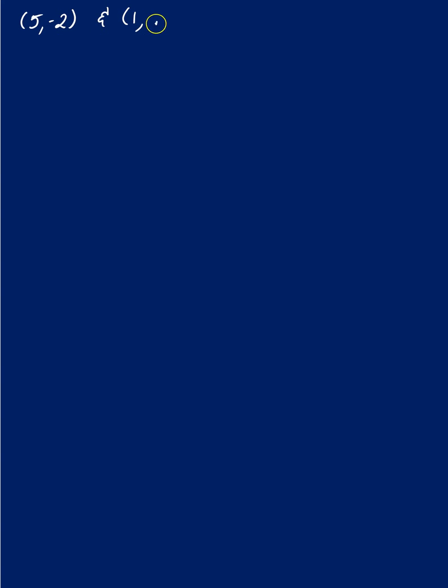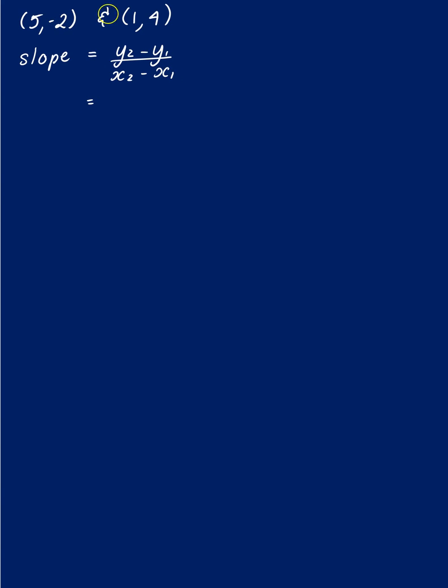It comes back to: what two things do you need to find the equation of a line? We need the slope, and we need a point. Now we've got points galore here, so you could choose either point. To get the slope, we recall our slope formula, change in y over change in x, or y2 take y1 over x2 take x1, or y1 take y2 over x1 take x2.